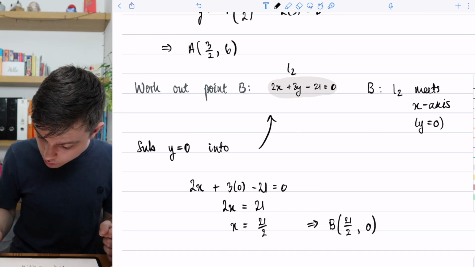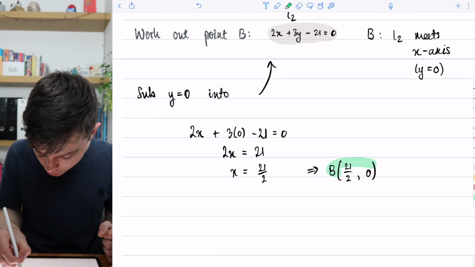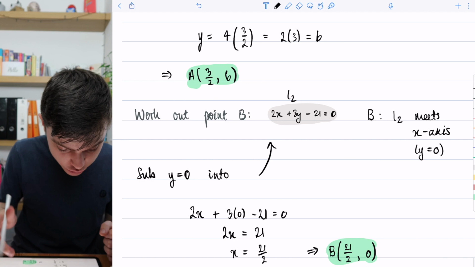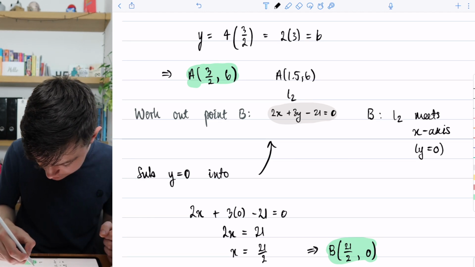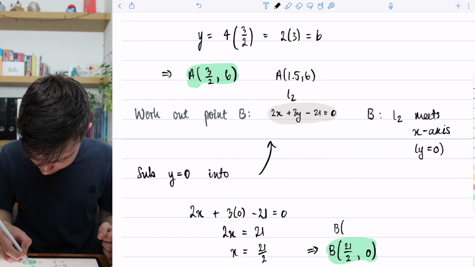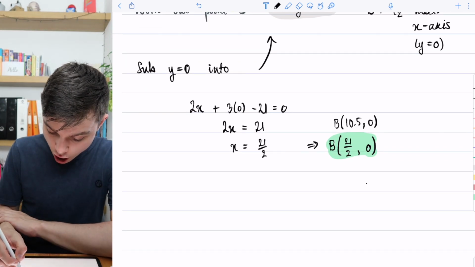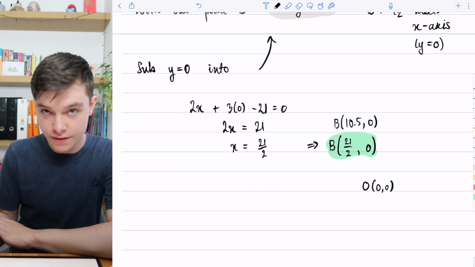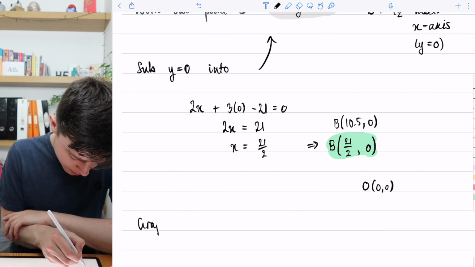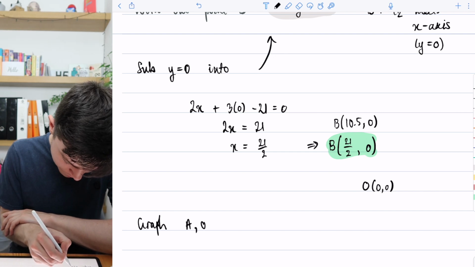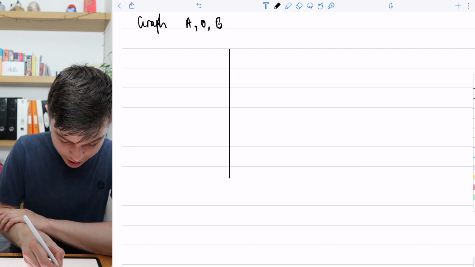Okay, so I'll do it in green, this point A, this point B, and I'm going to write those as decimals just to help me out a little bit. So A is 1.5, 6 and B is, what would that be, 10.5, 0, okay? And then we know that O, like I said, is the origin. That's always the case in these questions. I am now going to graph the 3 points. So graph the points A, the origin, and B. And that will really help me visualise the area that I'm working with.